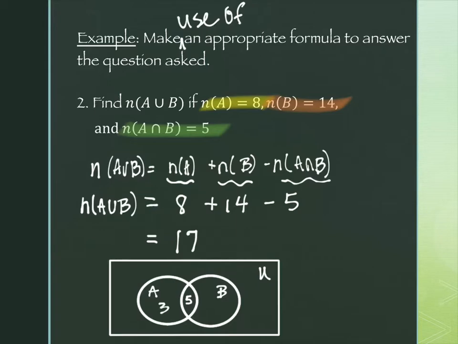And I can do the same thing for set B. The number of items in set B is supposed to be 14. 5 of them are already accounted for in the overlap. So how many are missing out here? 9. And if we double check our work from the equation perspective, we should add these 3 together and get 17. Do we? We do.